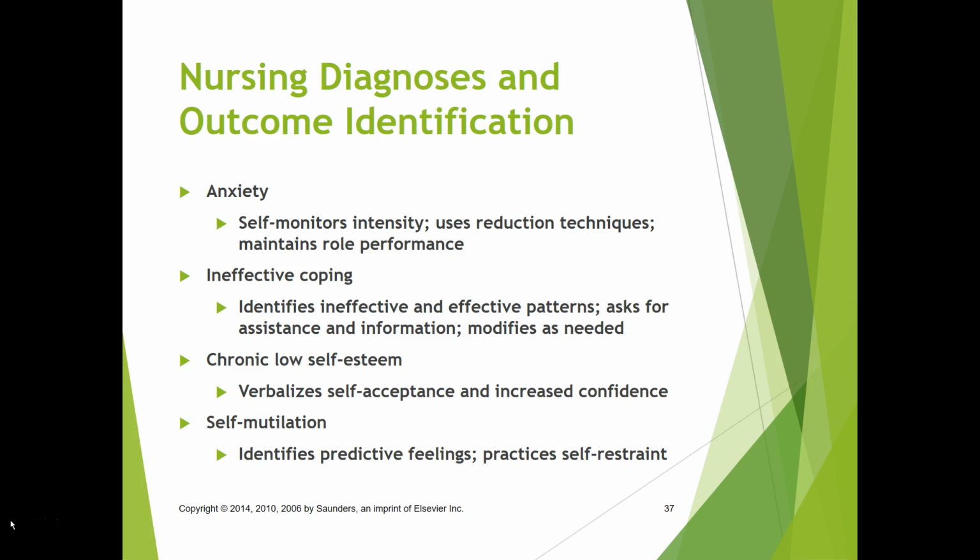So we really want them to be able to cope effectively. Ineffective coping is a huge diagnosis. So we want to identify those ineffective patterns, and we want to help the person to modify their behavior. Chronic low self-esteem. Sometimes people really beat themselves up when they have anxiety. They're just super, super hard on themselves, super critical. And so we want them to verbalize self-acceptance and have more confidence and feel better about themselves.